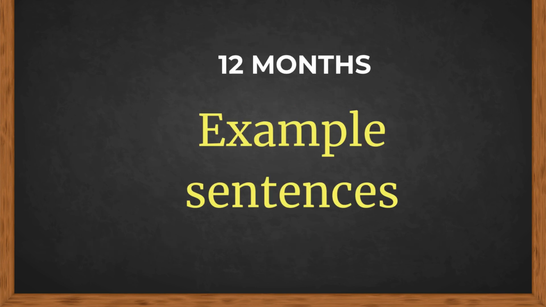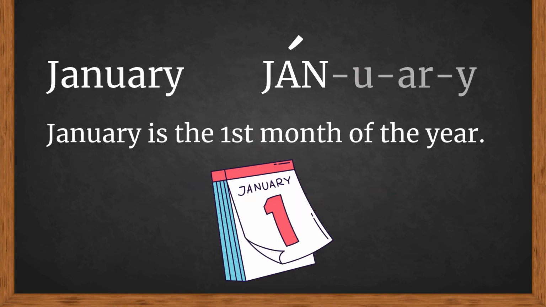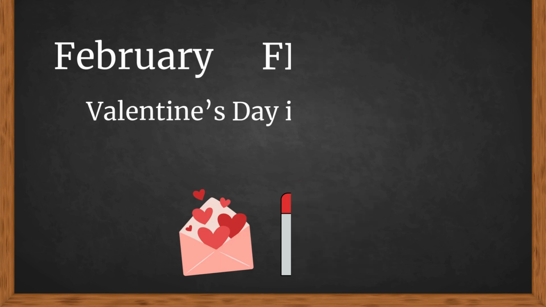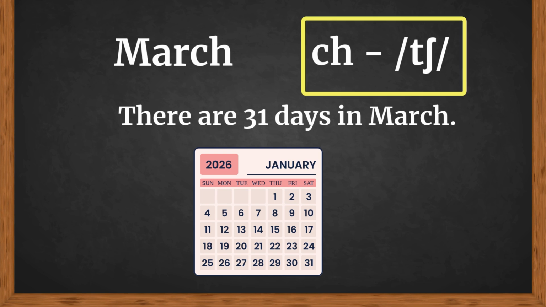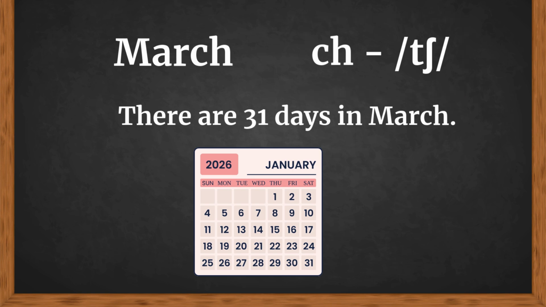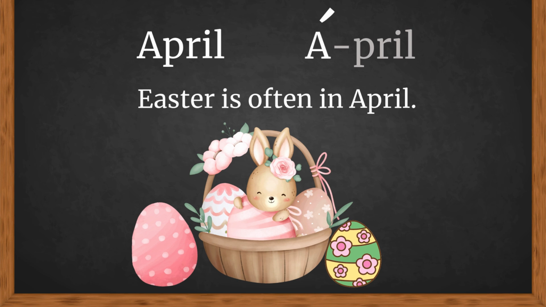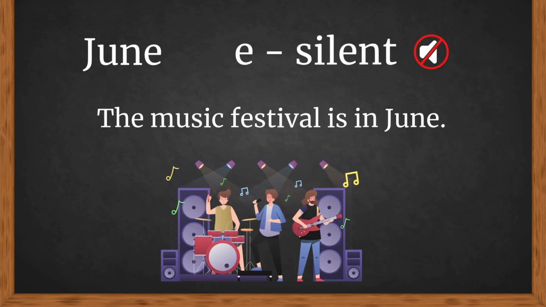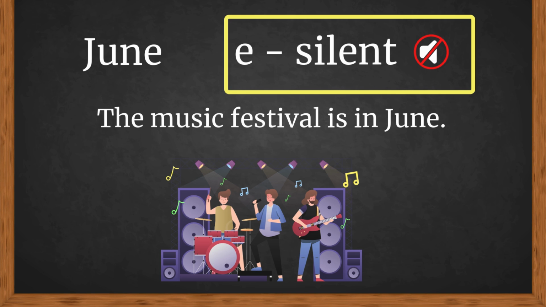Some more example sentences. January is the first month of the year. Valentine's Day is in February. March. The letters CH make the sound ch. March. There are 31 days in March. Easter is often in April. The Eurovision Song Contest is in May. June. The last letter E is silent. We don't say it. June.